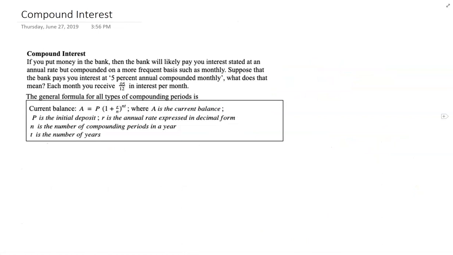Okay, let's talk real quick about compound interest. We're compounding interest over time. Here we're developing a formula: A is equal to P times 1 plus r over n, to the nt. Now, A is the current balance, or some books might say remaining balance. P is the initial deposit or initial amount. n is the number of compounding periods in a year. So if it's compounded monthly, n will be equal to 12. If it's compounded half yearly, then n will be equal to 2, and so on. t is the number of years.